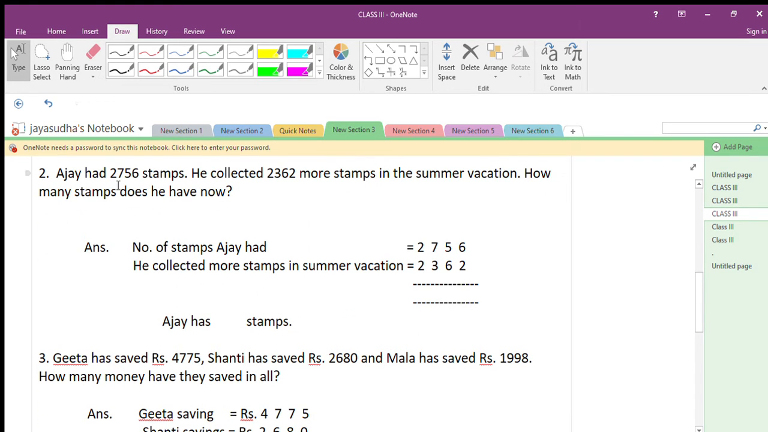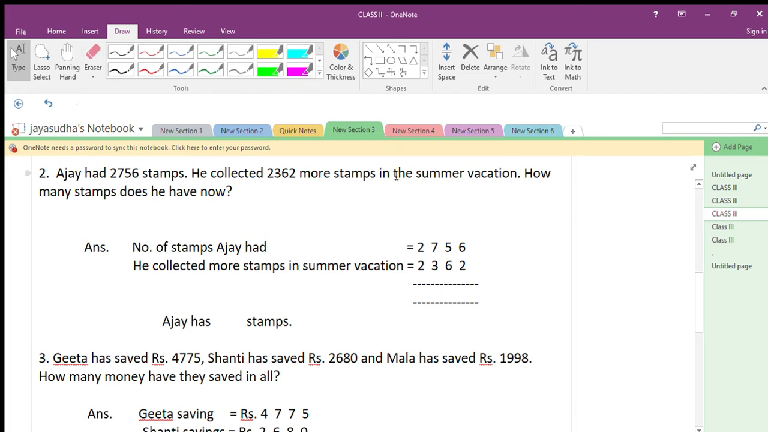Ajay had 2756 stamps. Have you seen the stamps on your postcard, post letter? The symbol on your post letter or postcard is called a stamp. Ajay had how many stamps? 2756 stamps. He collected 2362 more stamps in the summer vacation. Summer vacation means the holiday you have in May month.